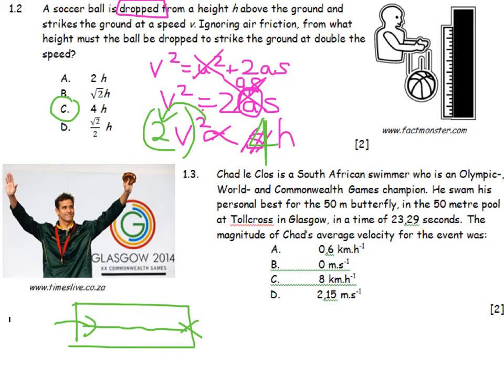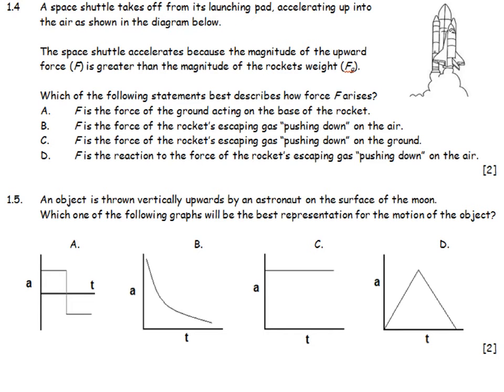If it had been a 25-meter pool, he would have landed up going there and back, and therefore his displacement would have been 0. But it's not. It is 50 meters, and his displacement divided by his time of 23,29 seconds turns out to give you 2,15 meters per second.